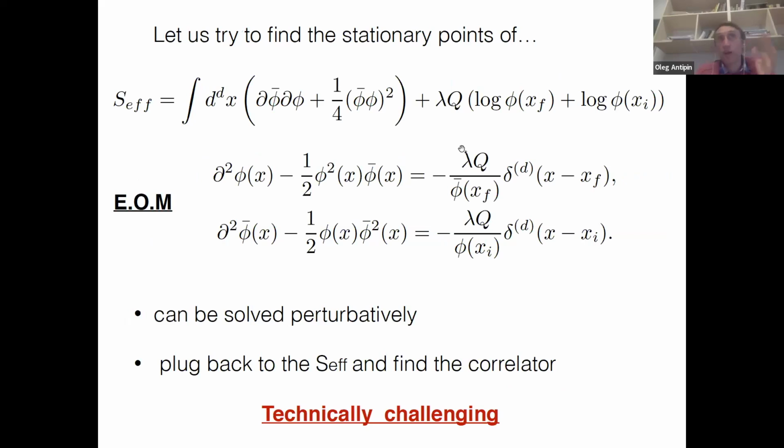So let us try to find the stationary points of this effective action. As I said, you write the equations of motion. These are the insertions which appear on the right-hand side here. And in principle, you can solve them perturbatively. You solve for the fields, you plug back into the effective action, and you find the correlator. But it's technically challenging, and we don't have much new progress there.